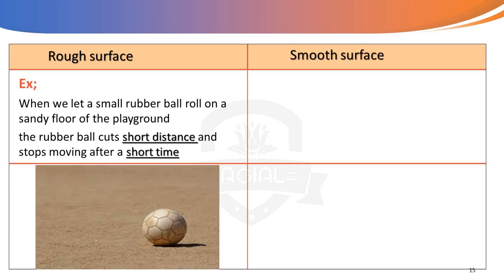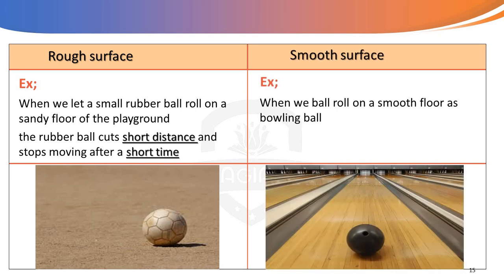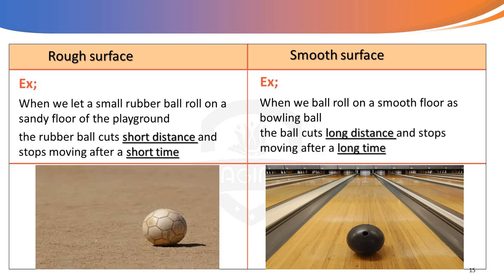But in the case of a smooth surface, when a ball rolls on a smooth floor like a bowling ball, the ball covers a long distance and stops moving after a long time because the surface is smooth.